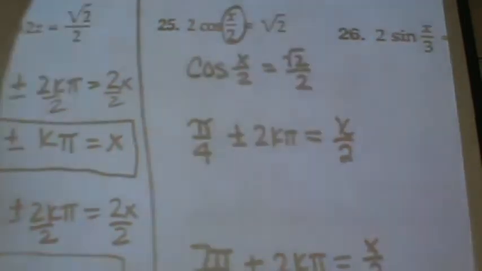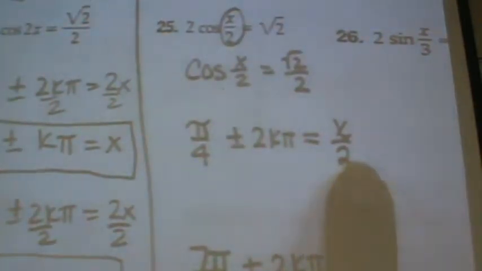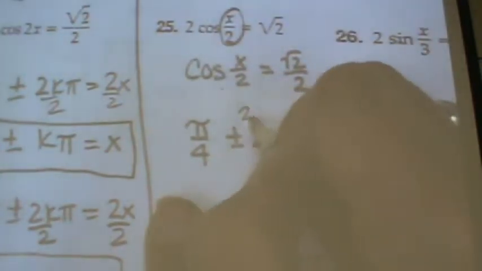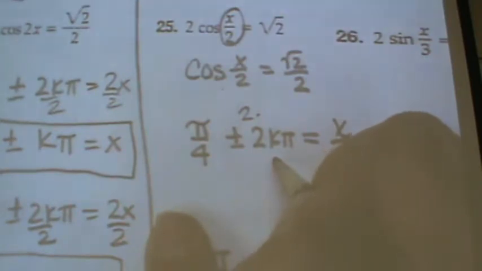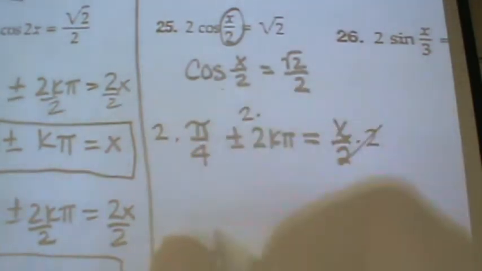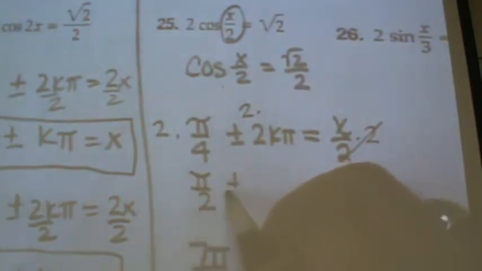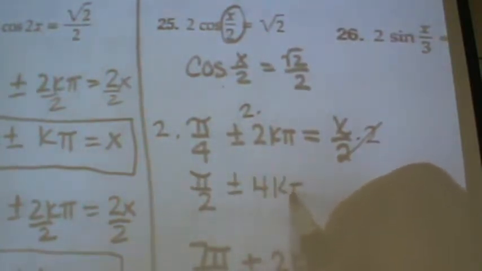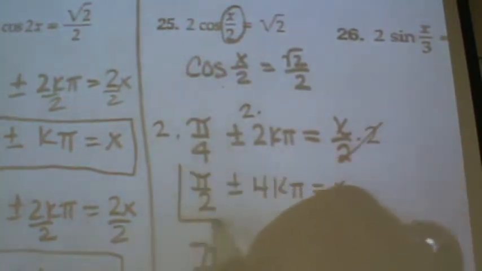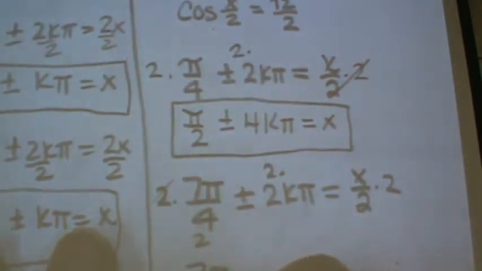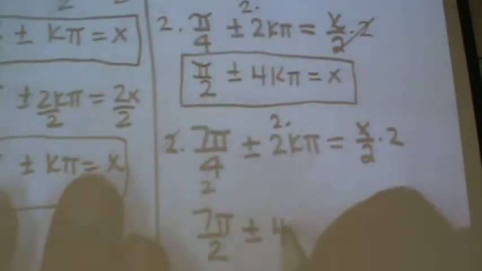How do you solve for x now? Good, you got it. Multiply this by 2. Multiply this by 2. So it's going to be 4k pi. And multiply this by 2. So what do you get? Pi over 2 plus or minus 4k pi. That's one answer. And the same here, multiply by 2. 2 goes into 4 2 times, so 7 pi over 2 plus or minus 4k pi.